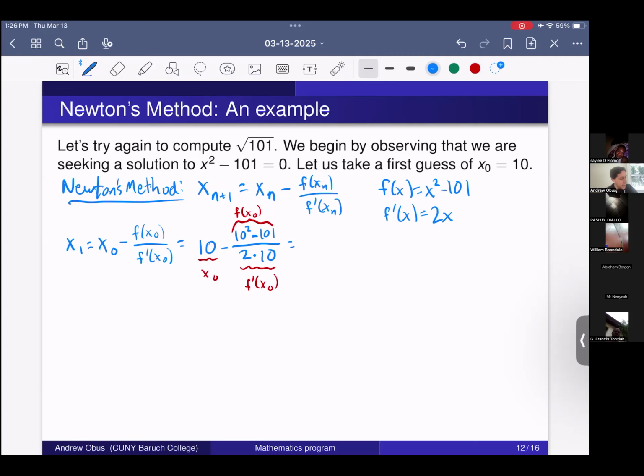If we simplify this, we get 10 minus, up here we have a negative 1 on the top because that's 100 minus 101, divided by 20. And this is the same thing as 10 plus 1 over 20. This is exactly what we get by the tangent line approximation. So in fact, with this question, the first thing that you get is going to be the tangent line approximation. So this x1 is 10.05 to start with. We're going to do one more step of this.